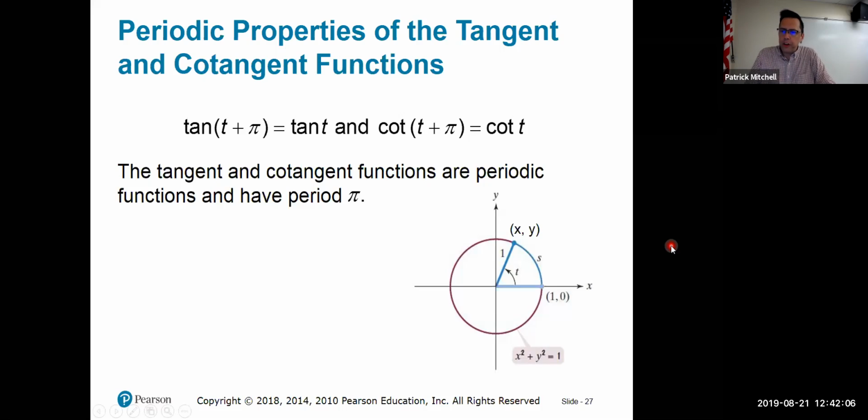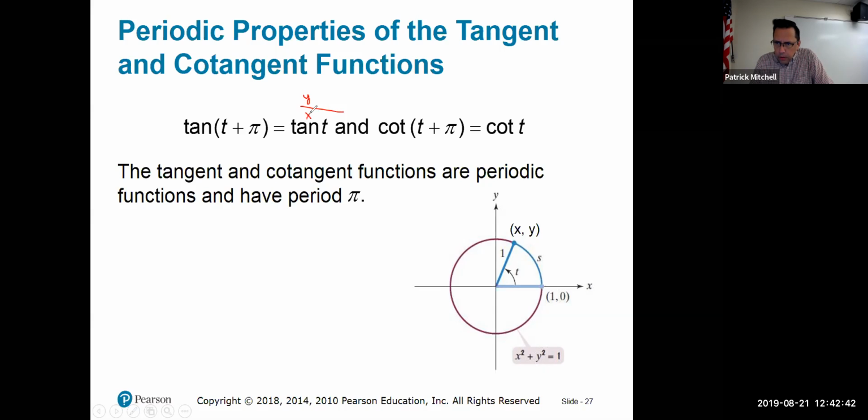Tangent and cotangent are also periodic functions. The period of those functions is pi. And let me try to explain to you why that is. So at the angle t, think of this as an angle. This point is x, y. So we've talked previously about how the tangent of t then would be y divided by x. That's the definition of tangent.